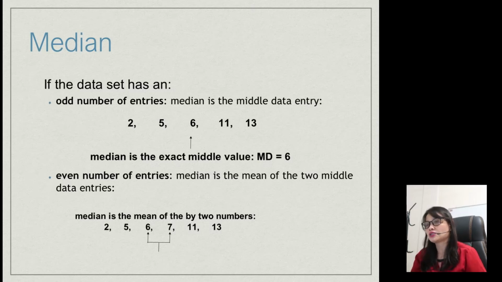Next, even number of entries, the median is the mean of the two middle data entries. So 2, 5, 6, 7, 11, 13. There are two numbers in the middle, and that will be 6 and 7. So what is your median? 6.5. So the median is 6.5.